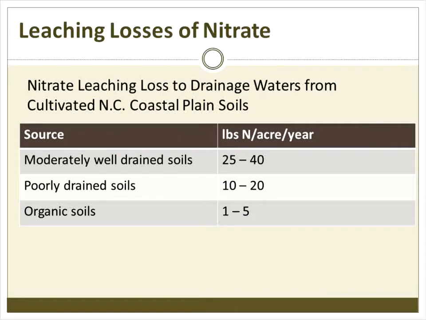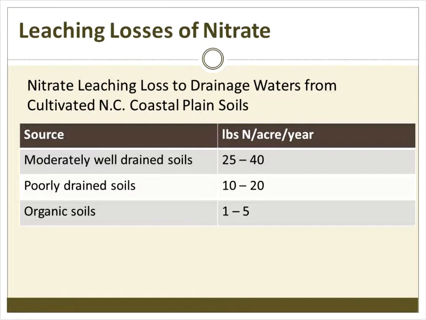Because most of the nitrogen in North Carolina soils is in the nitrate form, it can readily leach through the soil system into the shallow groundwater. This is some research that was done by Wendell Gilliam many years ago. In other research we've done recently, we see similar numbers. In a moderately well-drained soil, under a commercially fertilized field, we can see anywhere from 25 to 40 pounds of nitrogen being leached per acre per year.